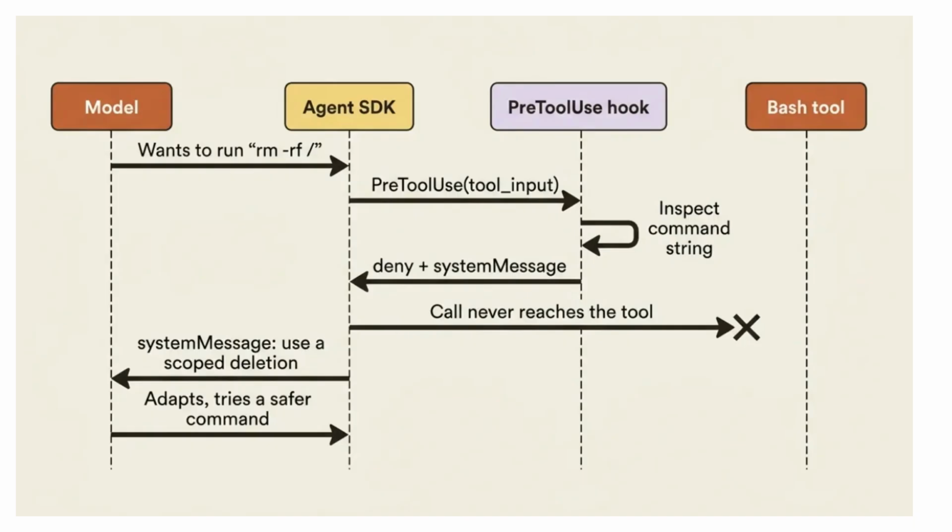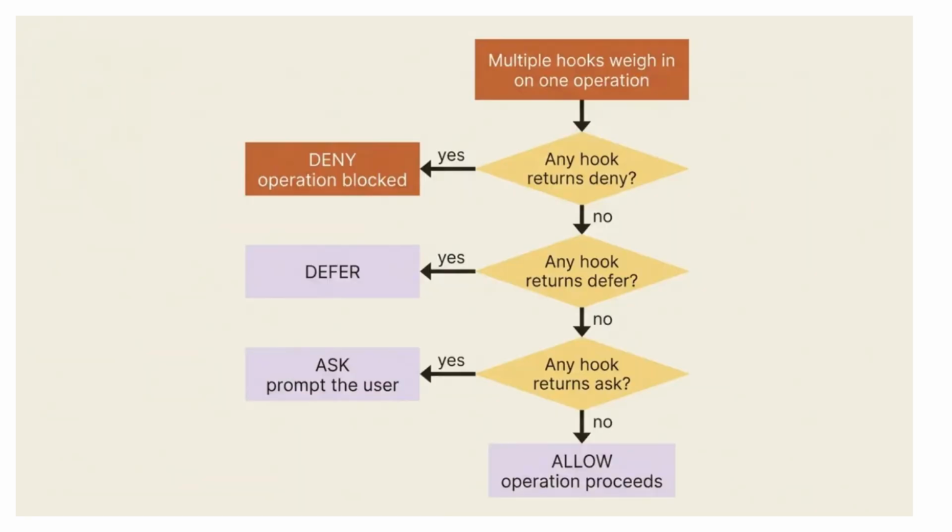Deny beats defer beats ask beats allow. If any hook returns deny, the operation is blocked, period. This diagram shows what happens when multiple hooks weigh in on the same operation. The SDK resolves hook decisions by priority. First, it checks whether any hook returns deny. If even one hook says deny, the operation is blocked immediately.